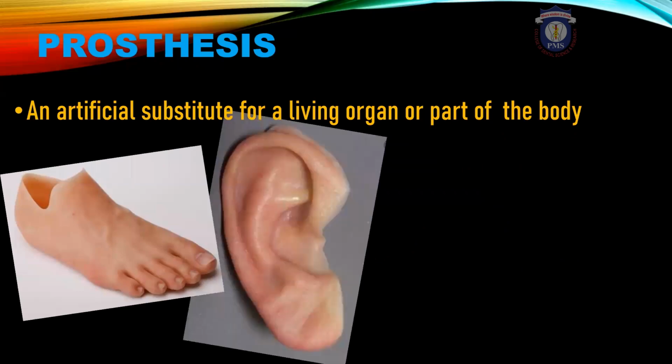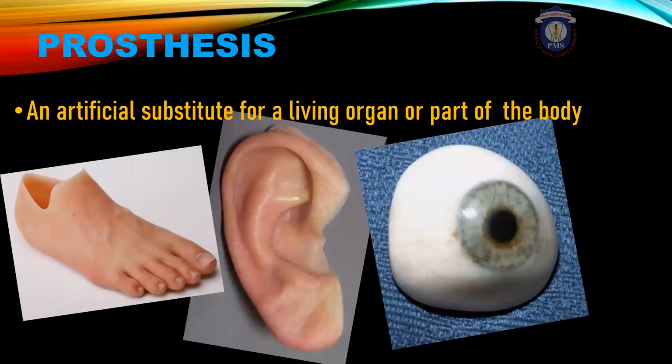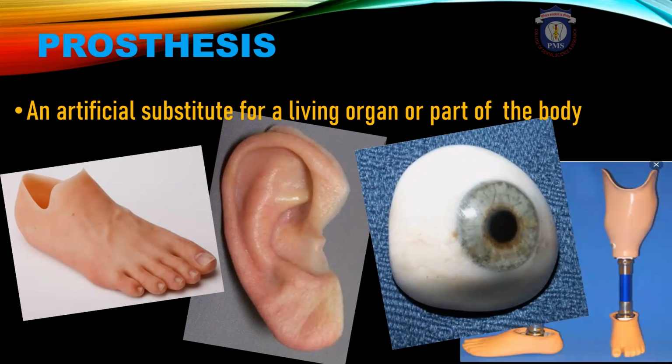In this slide, you can see different prostheses. One is the leg prosthesis, another is the ear prosthesis, and the third one is the eye prosthesis. Actually, prosthesis is a cubism. Making of a prosthesis is a cubism procedure, and wearing it is more cubism.